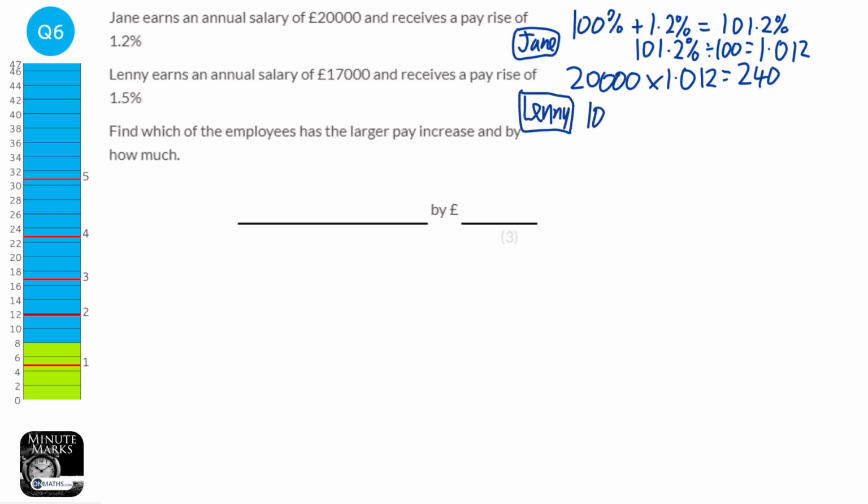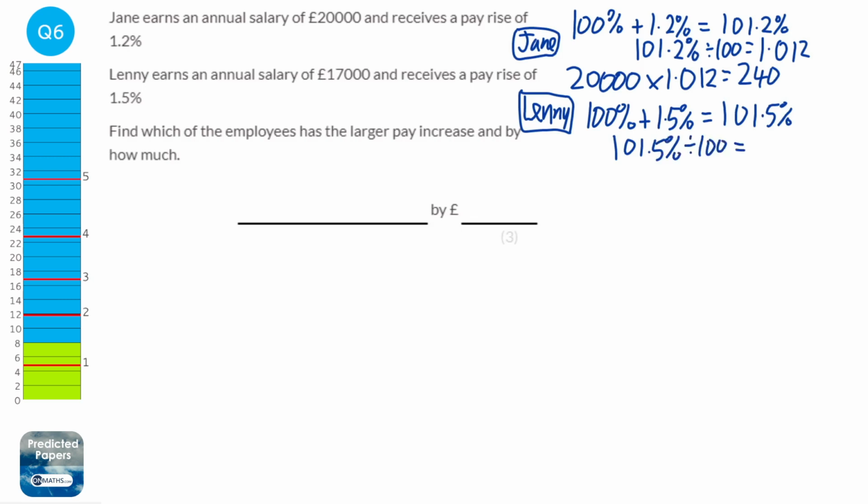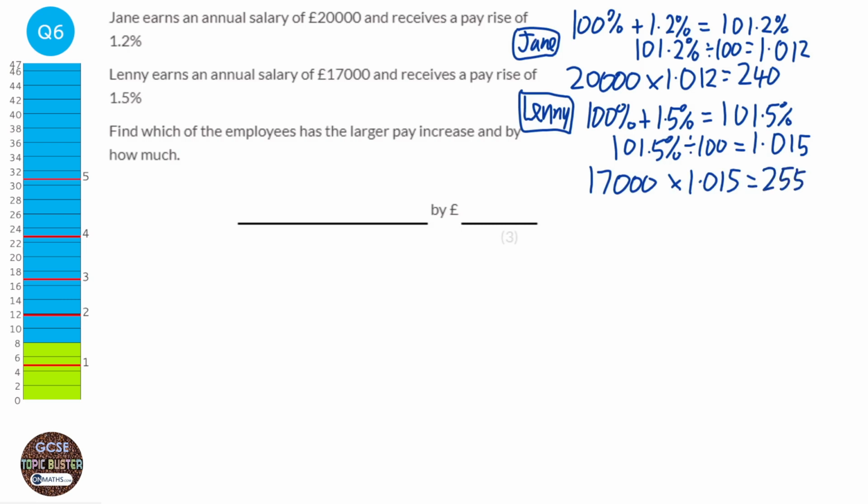And so that's 100% plus the 1.5% will be 101.5%. Make that a multiplier, 101.5%. We divide that by 100, which gives us 1.015. And then finally what we do is we get the 17,000 times it by the multiplier. And when we do that, we get 255. So Lenny has 255, Jane has 240.